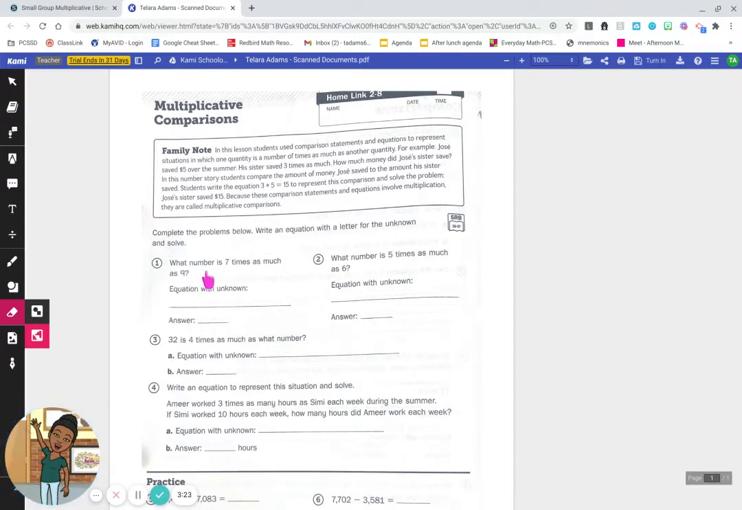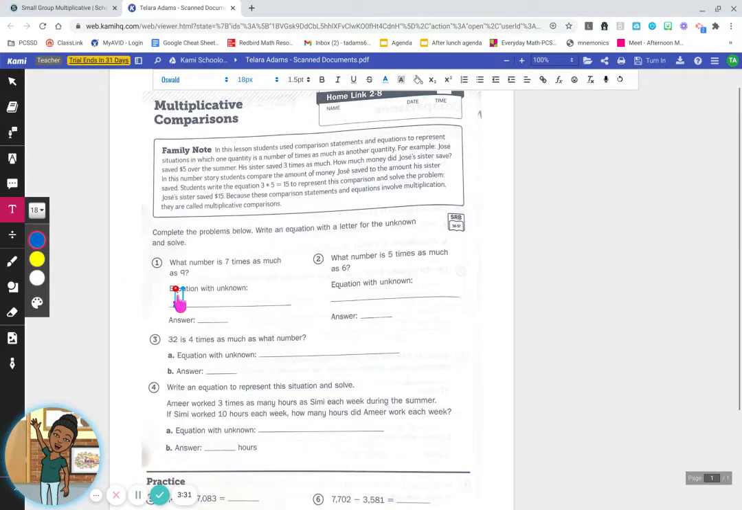What number is 7 times as much as 9? Well, I don't know at all. So I'm going to put the letter N there. N equals, why did I choose N? That's the part I don't know. That is my unknown. N equals 7. I'm using the information that's listed. Times means multiply, as much as 9.